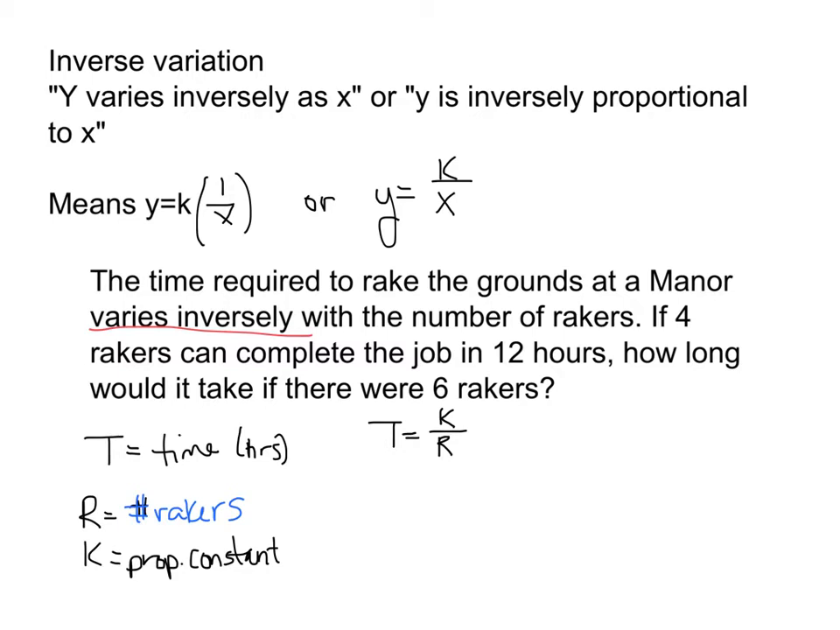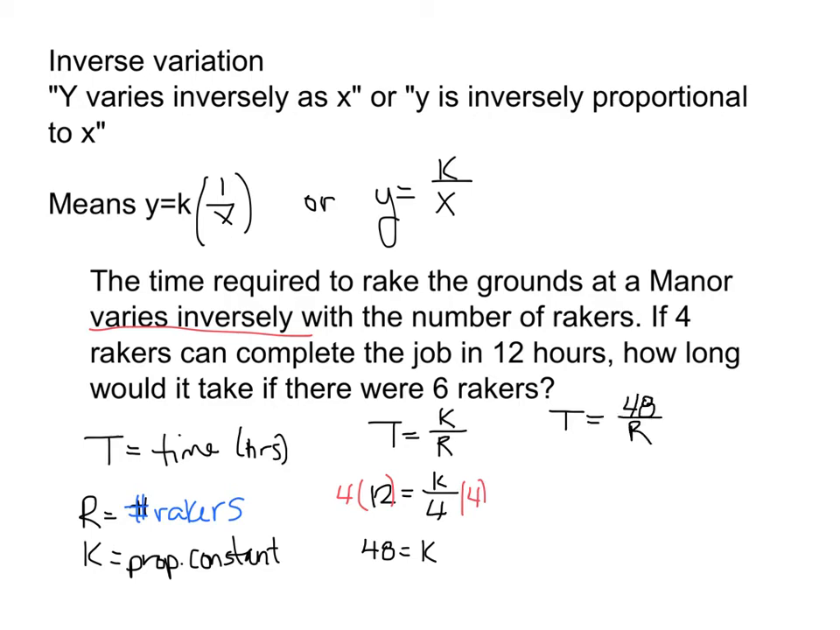R. To find the value of K, we're going to use that we have 4 rakers and it takes them 12 hours. So we'd have 12 is equal to K over 4. To get K alone, we'd clear our fraction, so we'd have to multiply each side by 4. And we'd get 48 is equal to K. So in this case, the specific variation equation is T is equal to 48 over R.